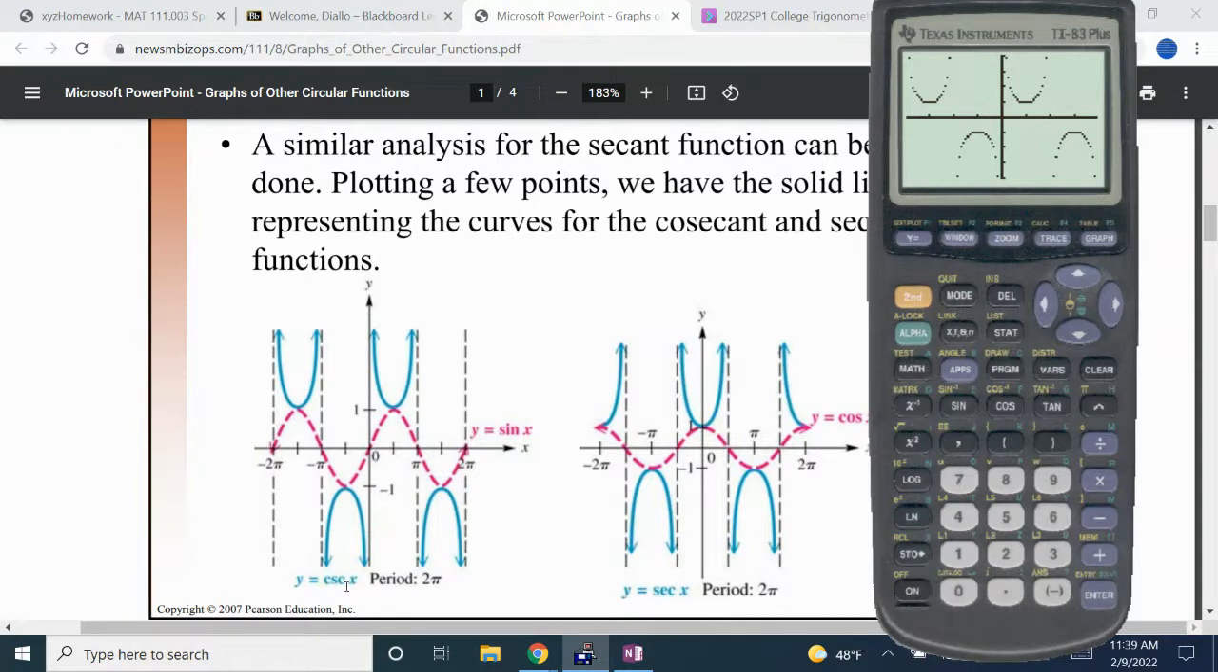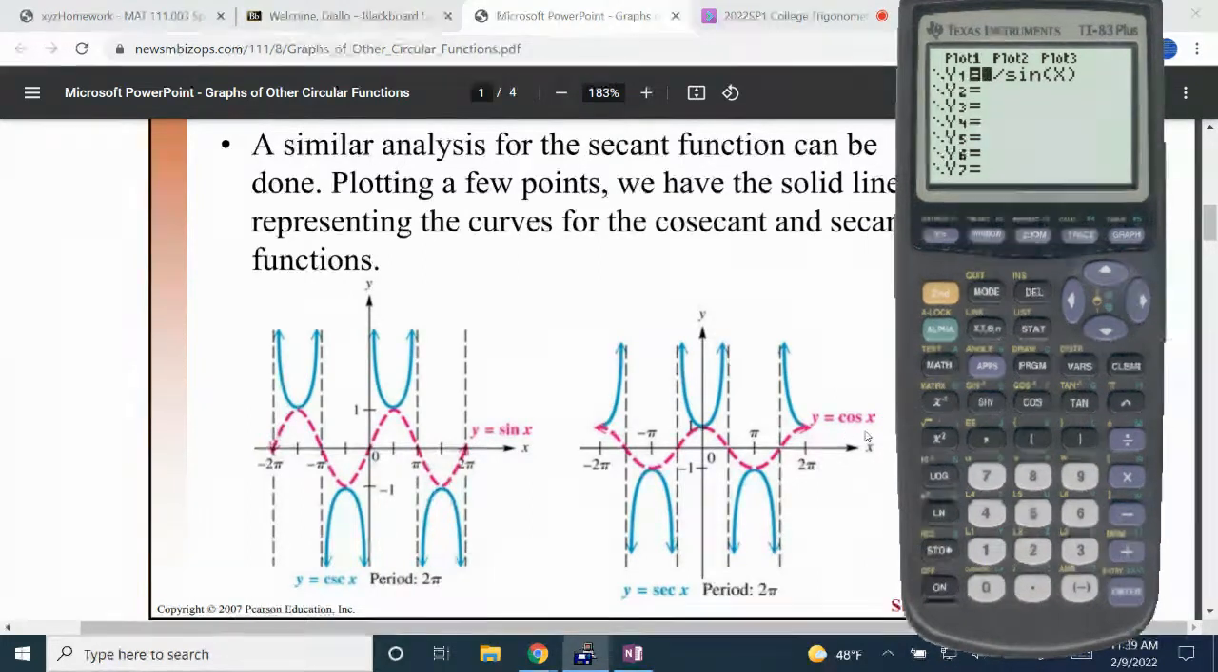The period for the cosecant curve is also 2 pi. We can graph the secant function. So I'm going to go back to y equals. We don't actually have a secant function in the calculator, but we could graph it as 1 divided by the cosine. So I'm going to put in 1 divided by the cosine of x. And now if I graph, okay, notice I have the secant curve.